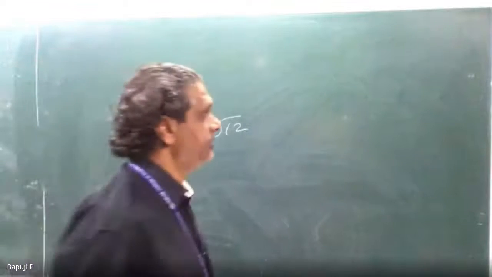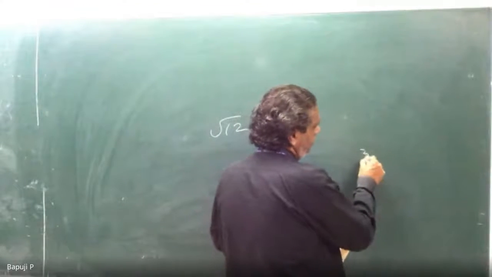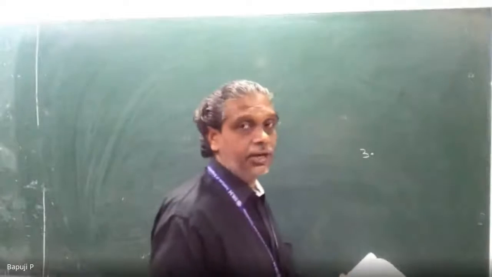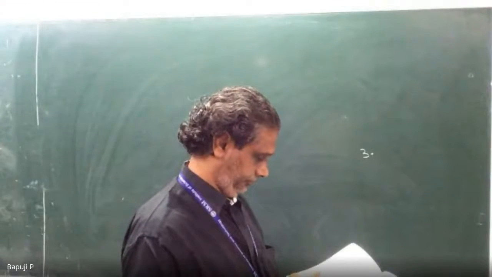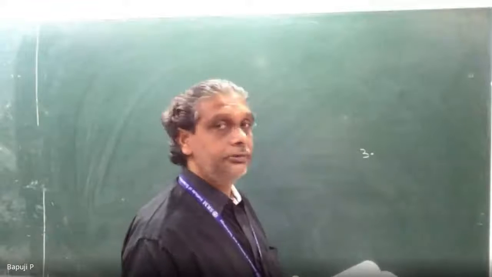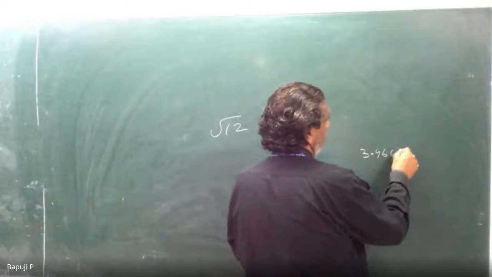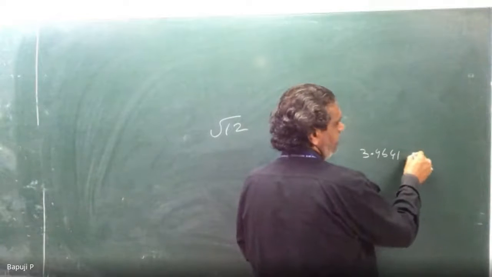Tell me, what is the value calculated? 3 point. From the calculator, what did you get? What is the calculated value, sir? Root 12 is 3.4641. 4641. Next, another is not there. 01615.